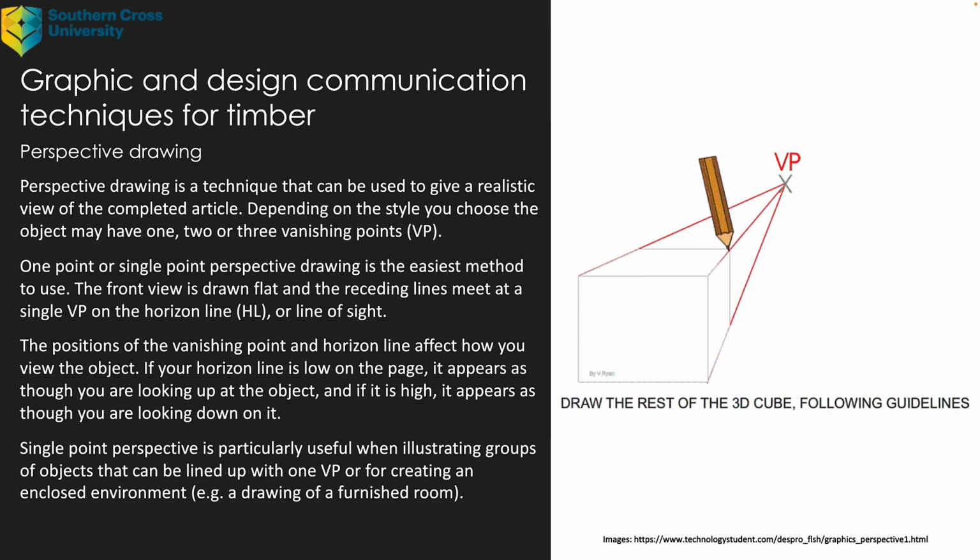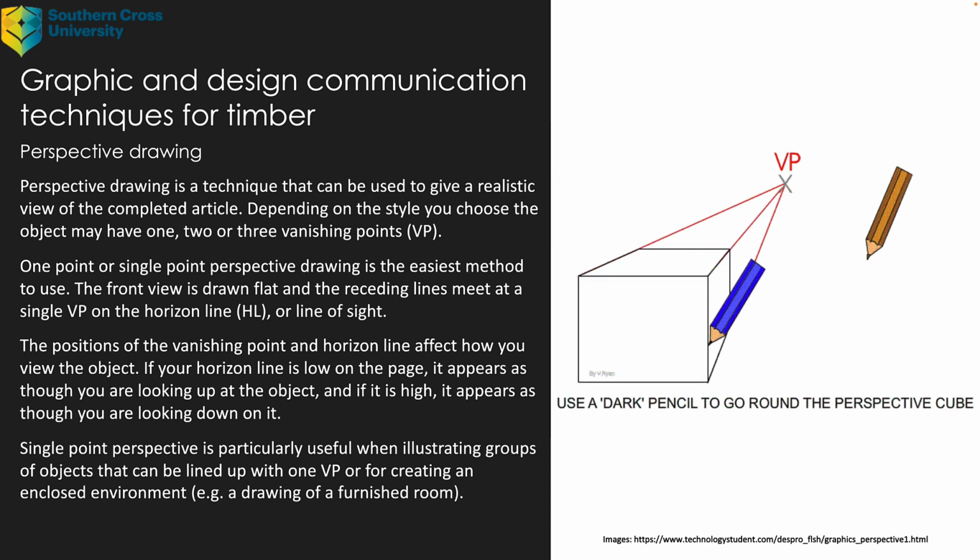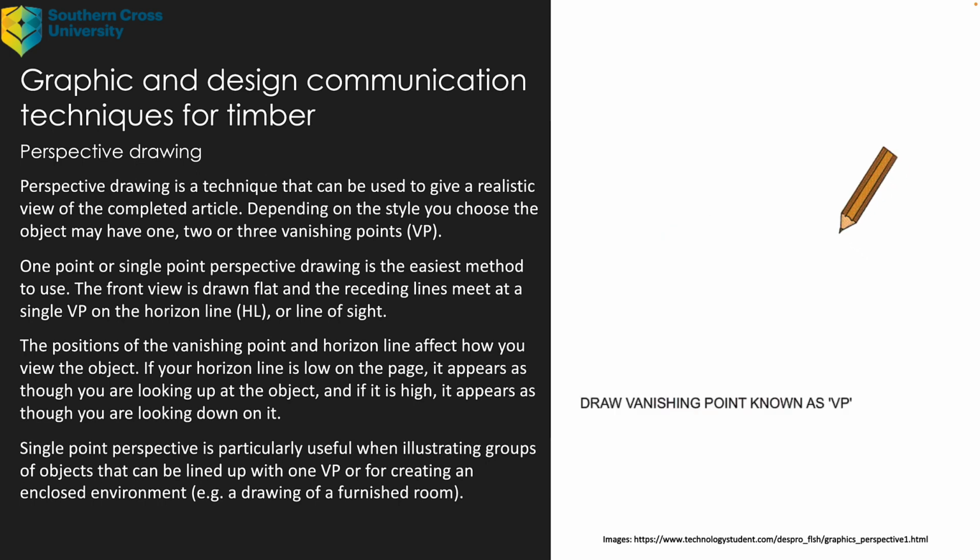The front view is drawn flat and the receding lines meet at a single vanishing point on the horizon line or the line of sight. The positions of the vanishing point and horizon line affect how you view the object. If your horizon line is low on the page, it appears as though you are looking up at the object. And if it is high, it appears as though you are looking down on it. Single point perspective is particularly useful when illustrating groups of objects that can be lined up with one vanishing point, or for creating an enclosed environment. For example, if you're drawing a furnished room or something like that.